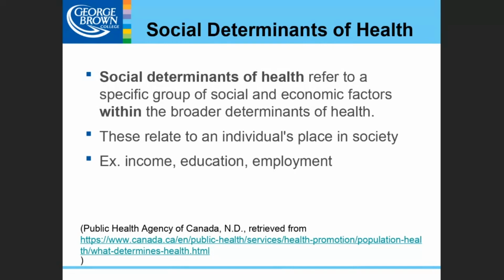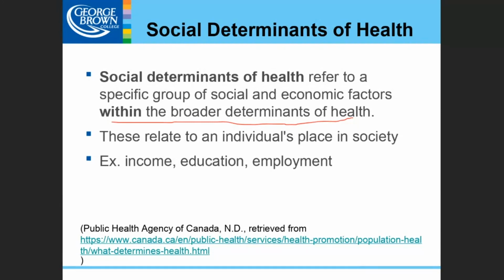And then social determinants of health refer to a specific group of social and economic factors within the broader determinants of health. So within the broader determinants of health, these social determinants of health really relate to an individual's place in society. So things like income, education, employment.